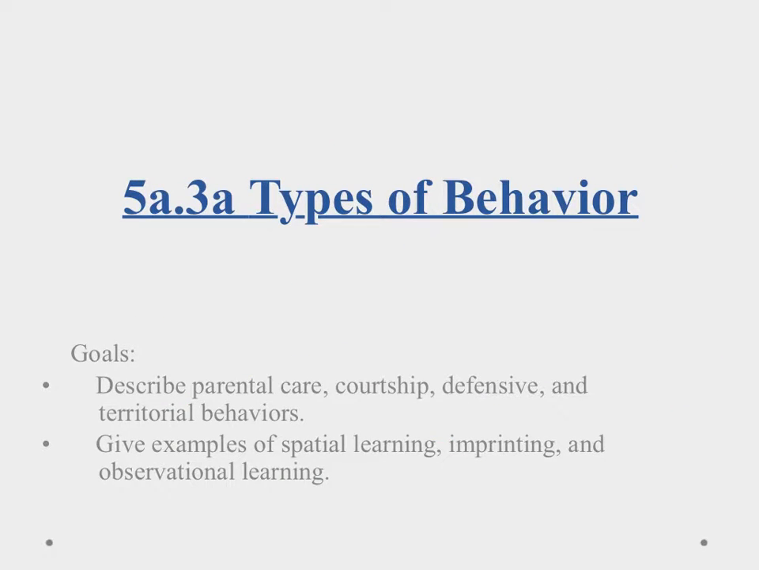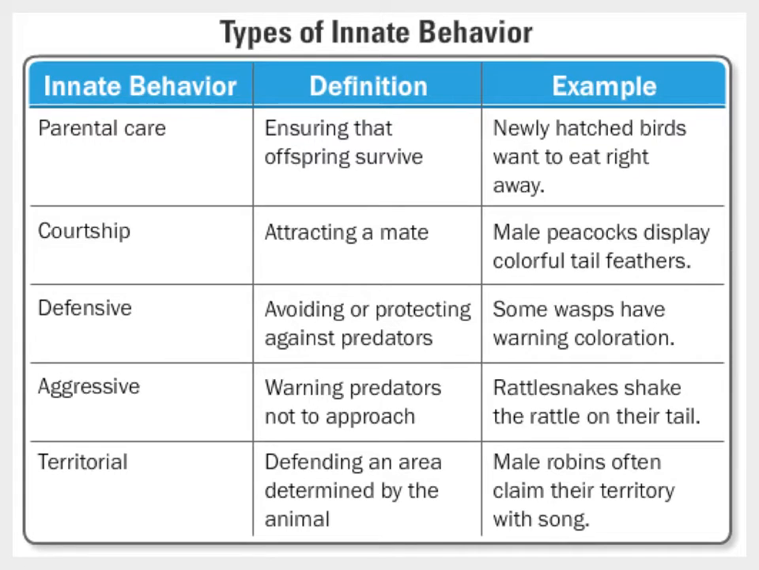In this video, we will describe parental care, courtship, defensive, and territorial behaviors, and we'll give some examples of spatial learning, imprinting, and observational learning. So in this lesson, we're going to talk about types of innate behavior. And if you remember the innate behaviors, those were two that were focused on either food or safety. Okay, so those are the important things that we need to make sure that we're there if we're to stay alive. When we have our innate behaviors, we can kind of break them down into 5 different groups.